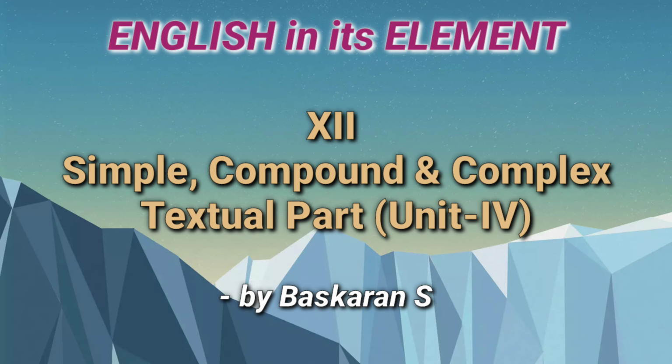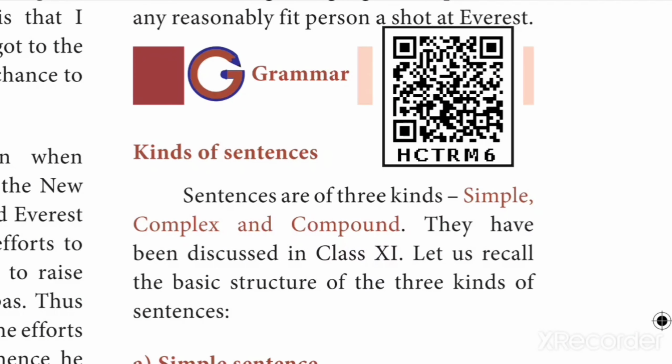In this episode, I have taken up the grammar part of unit number 4, where the title is Kinds of Sentences. You know, sentences are of three kinds, namely simple, complex, and compound. They have been discussed in class 11. Anyhow, let's recall the basic structure of the three kinds of sentences here with the examples given.